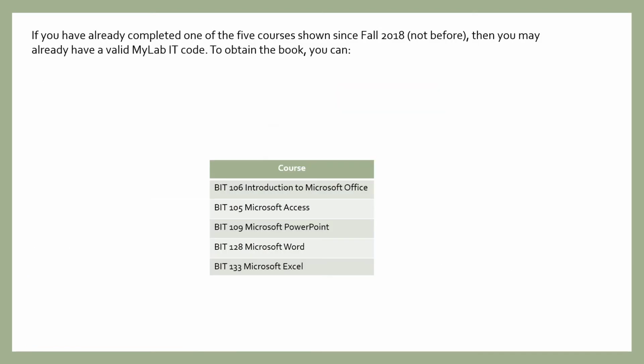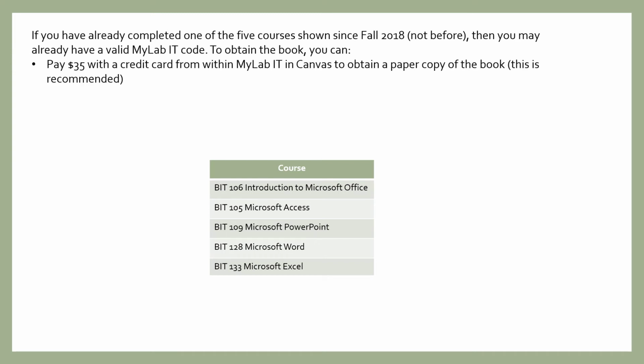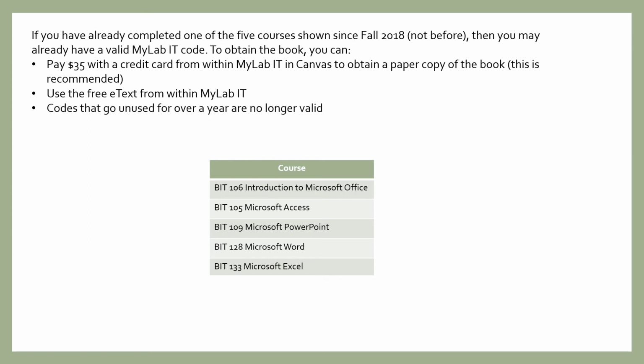If you have already completed one of the 5 courses shown since fall 2018, not before, then you may already have a valid MyLab IT code. To obtain the book, you can pay $35 with a credit card from within MyLab IT in Canvas to obtain a paper copy of the book, and this is recommended, or use the free e-text from within MyLab IT. Codes that go unused for over a year are no longer valid.